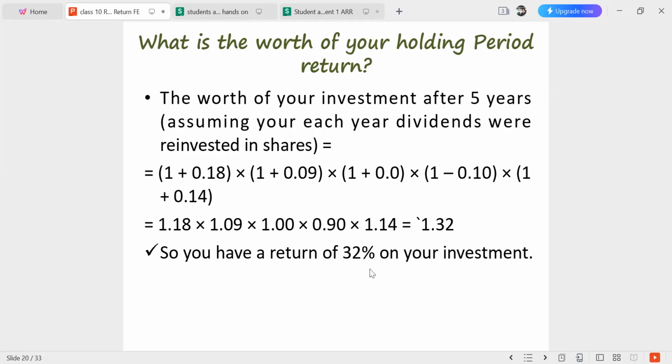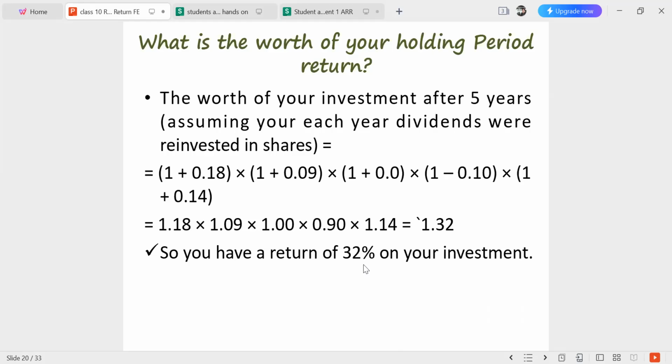Each year's return, you know how to calculate. In this question, they have given you the calculated return. Simply, your 1 rupee is your investment. Whatever your investment multiplied with your percentage is the return every year. So for 5 years, your return is 1.32, which is your 32%. Did you understand?